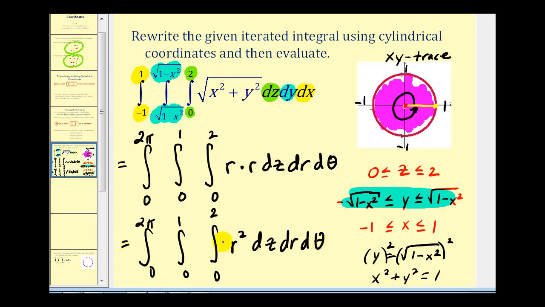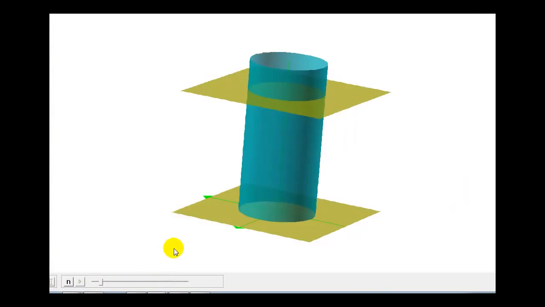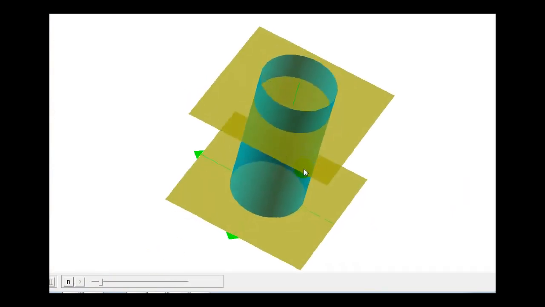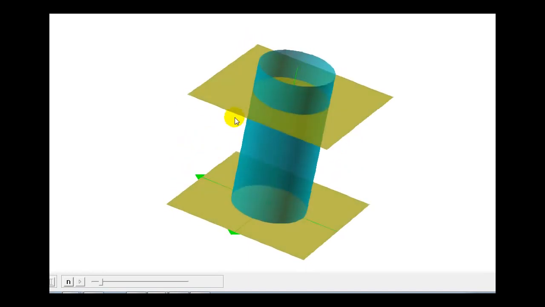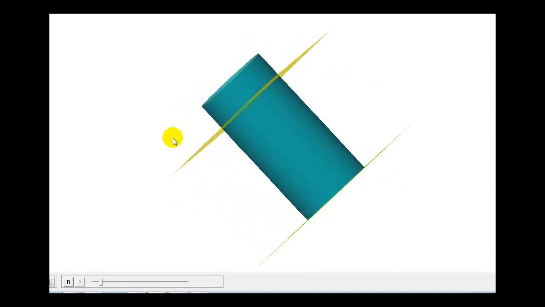And before we integrate, let's go ahead and take a look at the solid region of integration defined here in rectangular coordinates and here in cylindrical coordinates. And we can see that we have a cylinder bounded by z equals 0 and z equals 2. This is our region of integration.